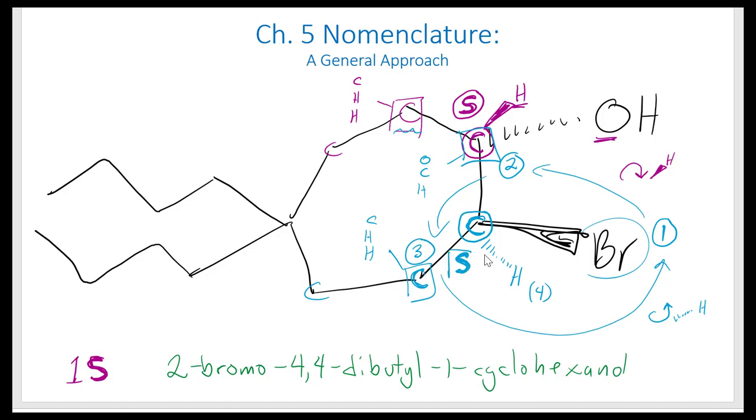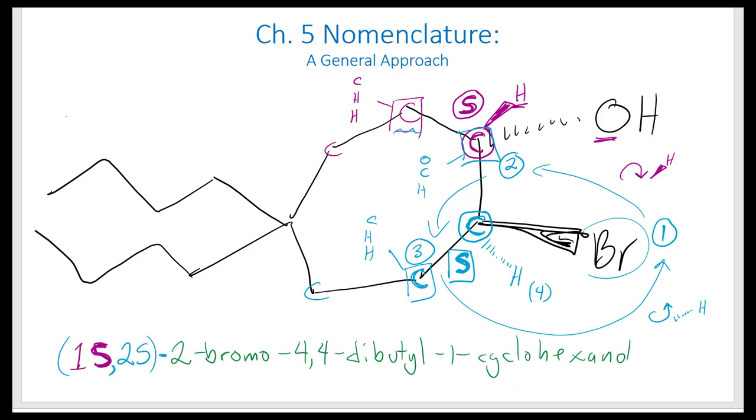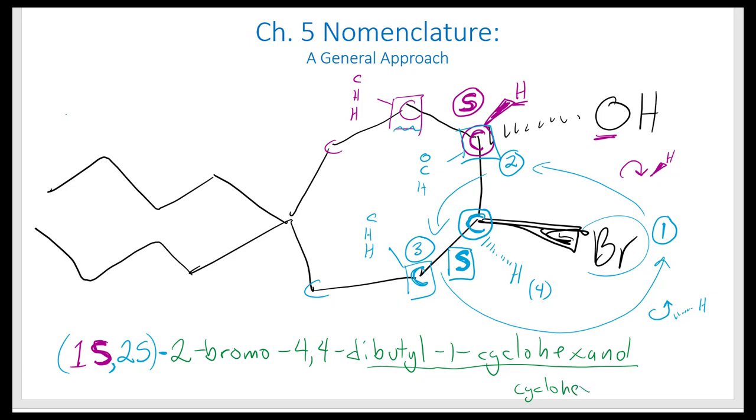And so we'll indicate that in the name. We have 1S, comma 2S. Sometimes we'll just put those in parentheses to set them aside from the regular naming. 2-bromo-4,4-dibutyl-1-cyclohexanol. Now, again, note that there are a couple alternatives to that. Specifically, that the 1 could simply be omitted and it would be dibutylcyclohexanol, or it could be cyclohexan-1-ol.